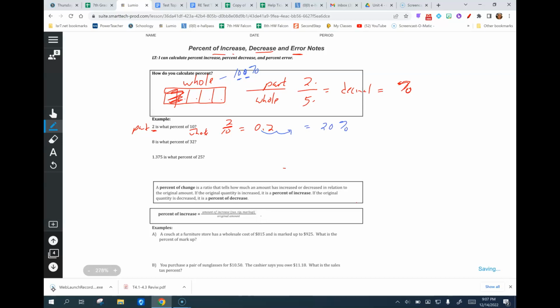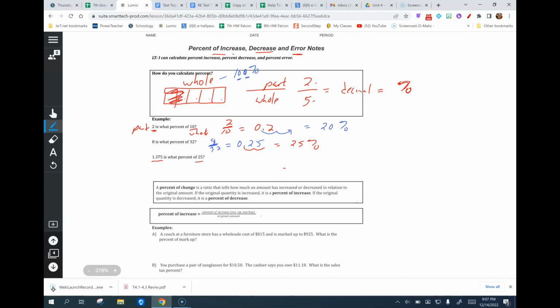Okay, 8 is part out of 32. That gives me 0.25. I have the decimal, and again, you can just use your calculator. Take 8 divided by 32. So now I move my decimal 2 places, and I get 25%. Okay, good. And this next one, you're going to do the same way. Use a calculator. So 1.375 divided by 25, get a decimal, move the decimal point.